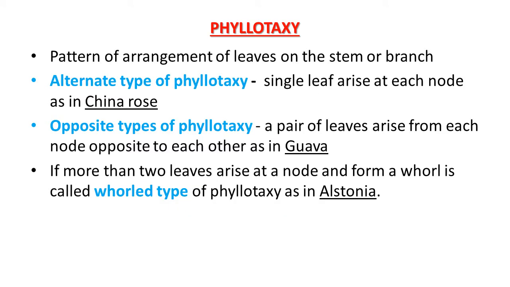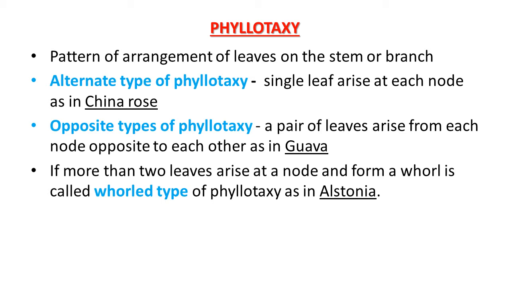Phyllotaxy, the arrangement of leaves on the stem or its branches, is commonly known as phyllotaxy. In plants, the stem or the branches which develop from the stem possess a number of leaves, as you know very well. But if we study this arrangement, it shows different patterns, and this arrangement is known as phyllotaxy. Mainly three types of phyllotaxy are observed: alternate type, opposite type, and whorl type.